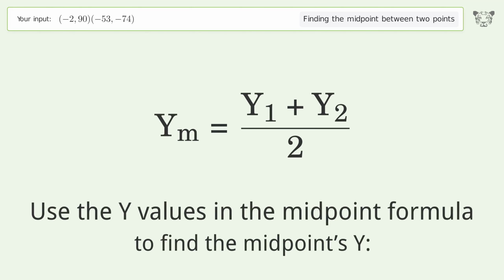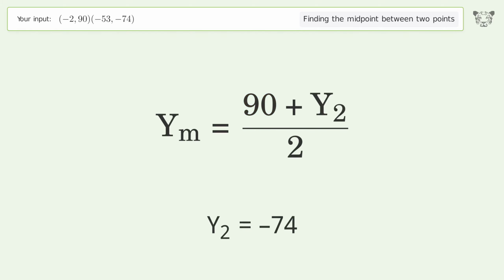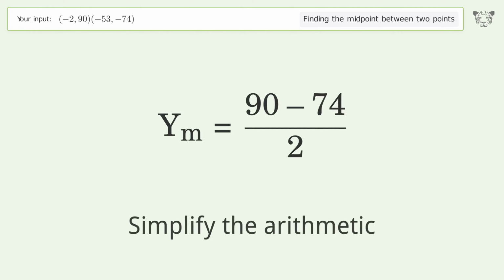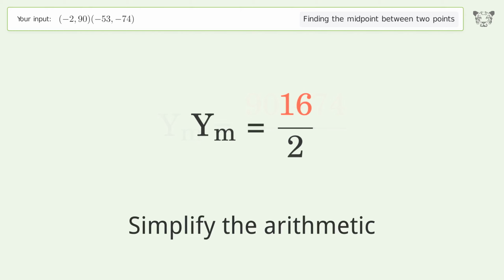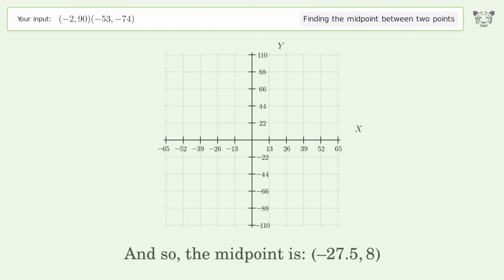Use the y values in the midpoint formula to find the midpoint's y. y1 equals 90. y2 equals negative 74. Simplify the arithmetic. And so, the midpoint is negative 27.58.